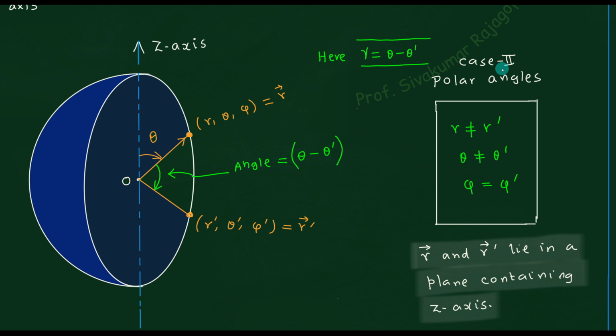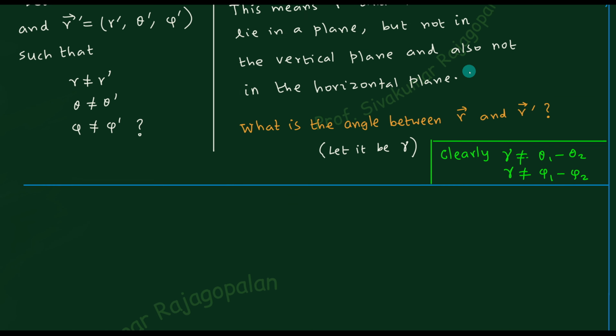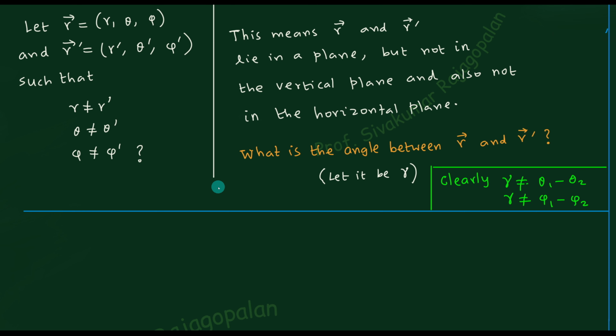Only two cases. If these two cases are not there, then we have to perform the calculation. That is what I have written here. If these two cases are not there, it means none of them are equal. This is also not equal, that is also not equal, this is also not equal. This is the situation where we say that it is not in the vertical plane, not in the horizontal plane. So I would like to highlight that.